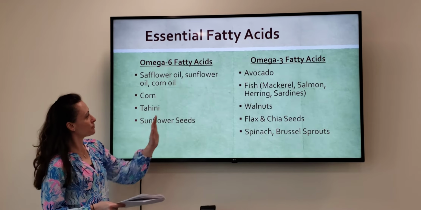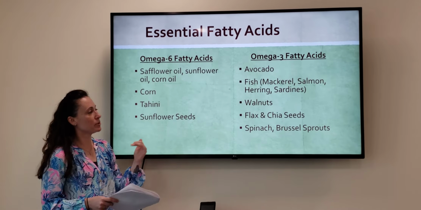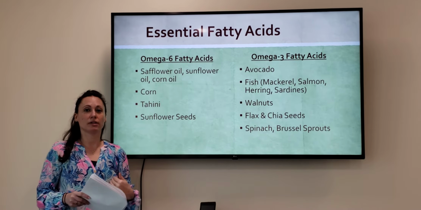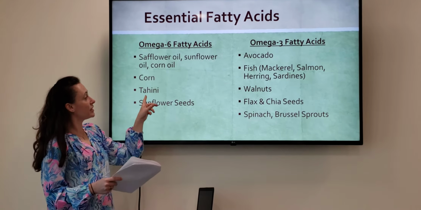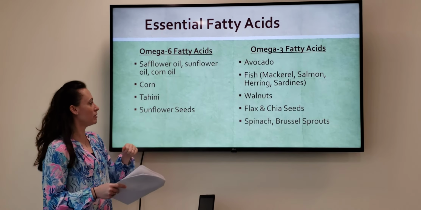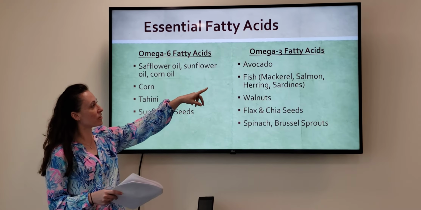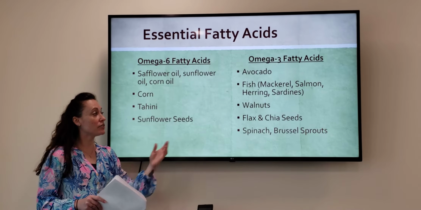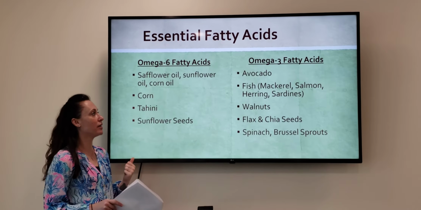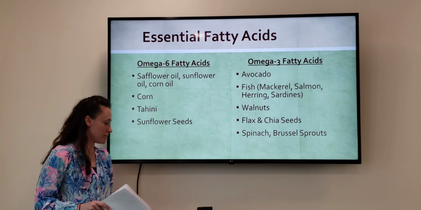So these are fats that we need to ingest that we don't get made in our body. So some certain oils, tahini, which is crushed up sesame seeds, right? Sunflower seeds, we've got avocado, types of fish, walnuts, flax and chia seeds, and even some vegetables, believe it or not, have good fatty acids.